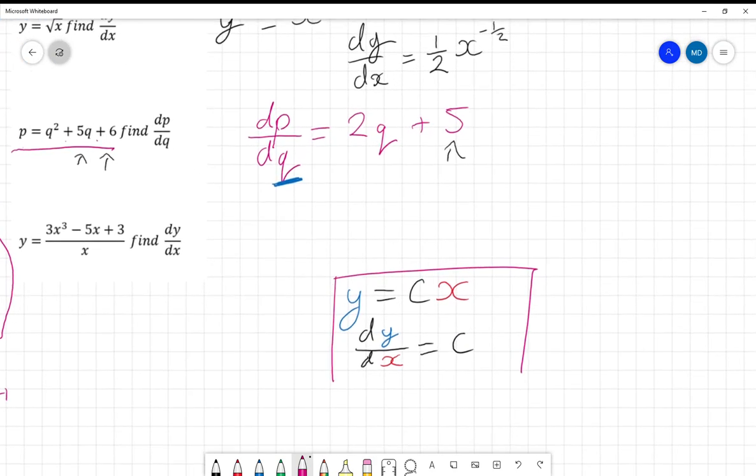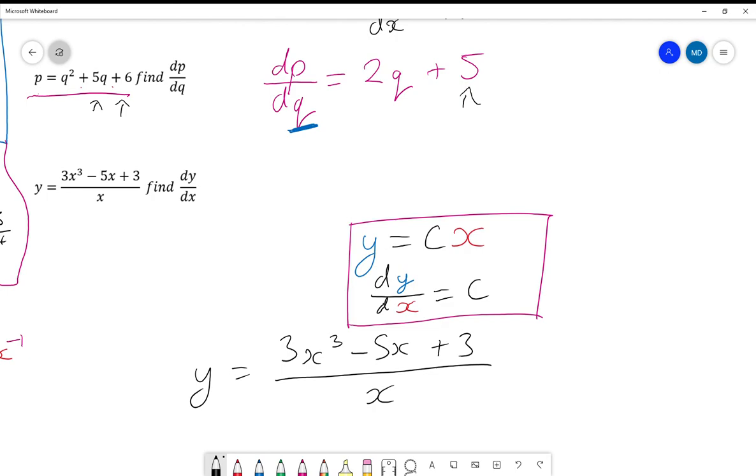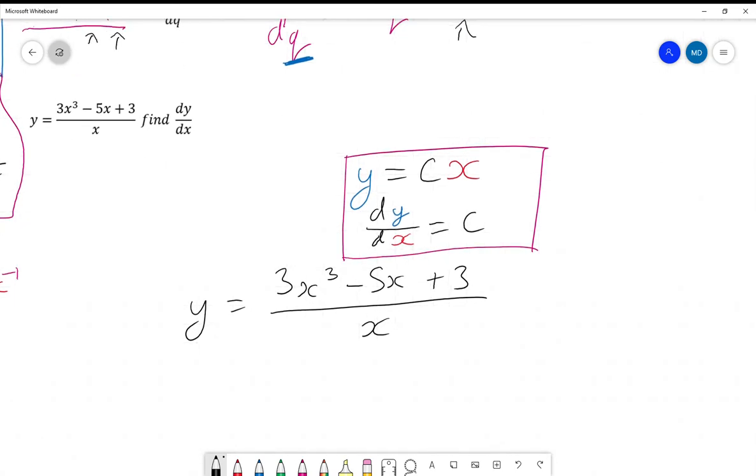And then on to our last problem. Our last problem isn't really any more difficult than the previous ones. We've got y equals 3x cubed minus 5x plus 3 all over x. And what are we going to do? Well, we actually just want to distribute this x. And this is sort of like reverse adding fractions.